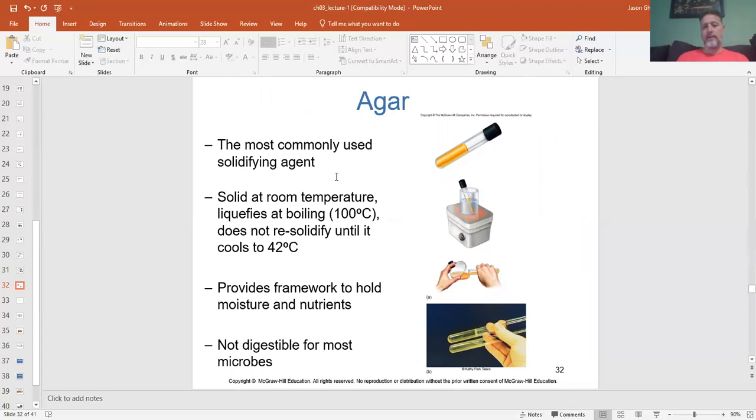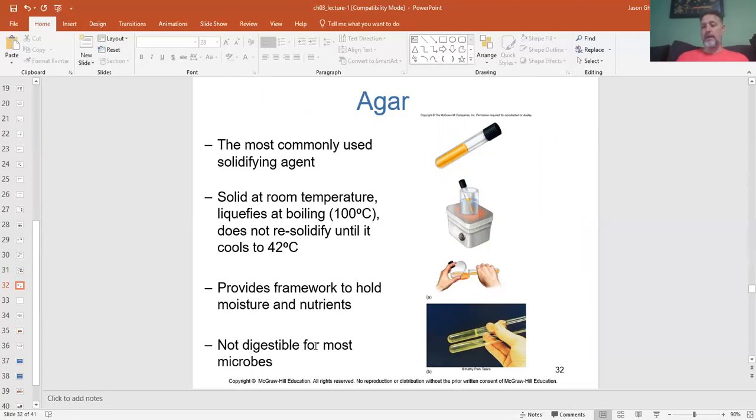Agar, it's derived from seaweed. It's a solidifying agent. You mix it up, you heat it, it turns into a liquid, and then you can make it into whatever shape you want. In a tube, you can make a slant. You see how it's kind of slanted here. You pour it into a plate, make a plate, but it can be remelted and change the shape of it.